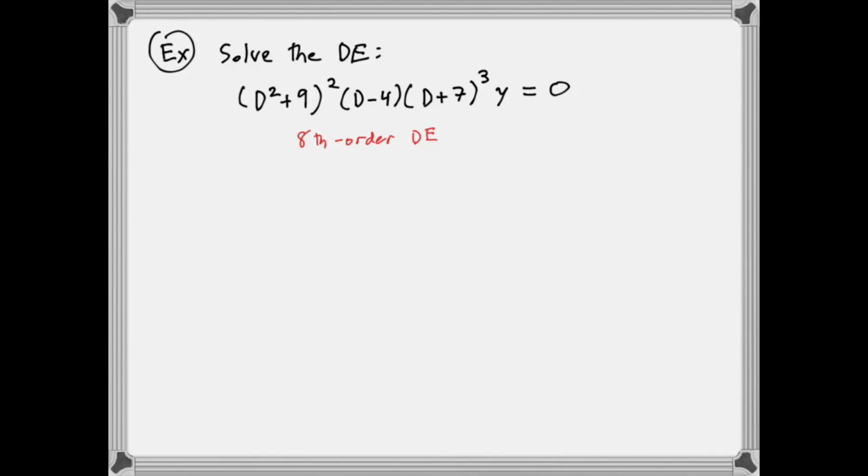Where did I get 8th order from? Well, look at the D squared. We've got a D squared squared. That gives us 4 D's, and then another D, and then another 3 D's. So this means that we're actually taking 8 derivatives of y. Seems like this would be a really complicated problem, but we've already got it factored for us. So this is really just going to be a practice problem of what to do when you have the roots already factored.